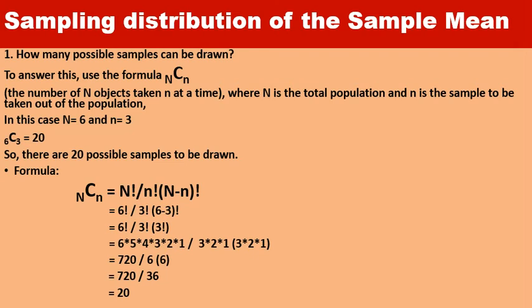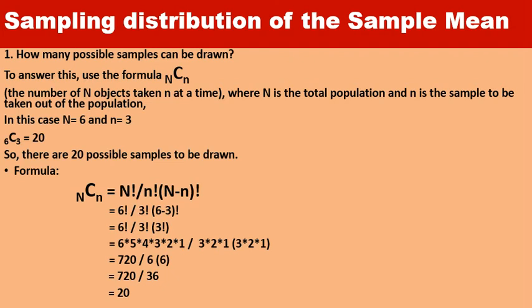As you can see, the population size N is 6 and the sample size n is 3, and then substitute it: 6 factorial over 3 factorial multiplied by 6 minus 3 factorial, and then we have 6 factorial over 3 factorial times 3 factorial. So, just follow the formula. 6 factorial is 6 times 5 times 4 times 3 times 2 times 1, and 3 factorial is 3 times 2 times 1, 3 times 2 times 1.